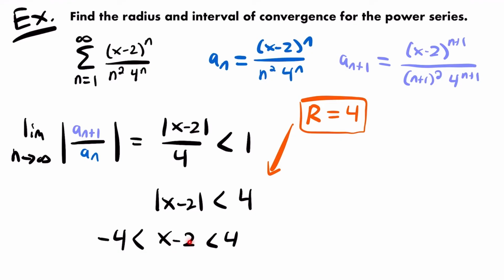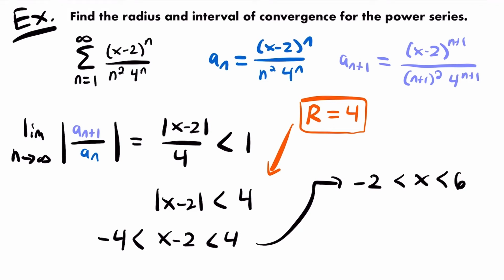Okay, so now if we add 2 to each part here, we can solve for x. And so negative 4 plus 2 is negative 2, and 4 plus 2 is 6. And so what we have here is negative 2 is less than x, which is less than 6. And so what this says right here is that when x is between negative 2 and positive 6, this power series will be convergent. If we pick some value of x between those two values and plug them in right here, the resulting series would be convergent. And so if x was negative 1, this power series would be convergent. If x was 0, it would be convergent. If x was 1, 2, 3, 4, it would be convergent.